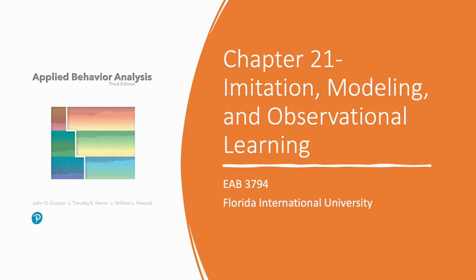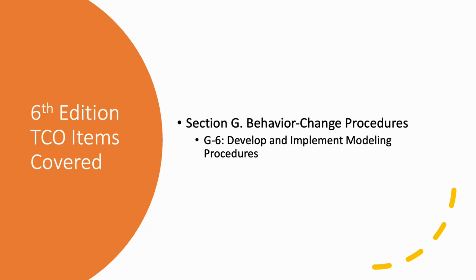Imitation, modeling, and observational learning specifically are responsible for a great deal of learning that occurs without intentional intervention from others. So we're going to be learning about how you can acquire different skills without being explicitly taught those particular behaviors, and how this ability to learn without being explicitly taught something can allow us to better adapt to our environments. The 6th edition TCO item that will be covered within this lecture will be from section G on behavior change procedures. More specifically, we'll be focusing on G6, which is develop and implement modeling procedures.